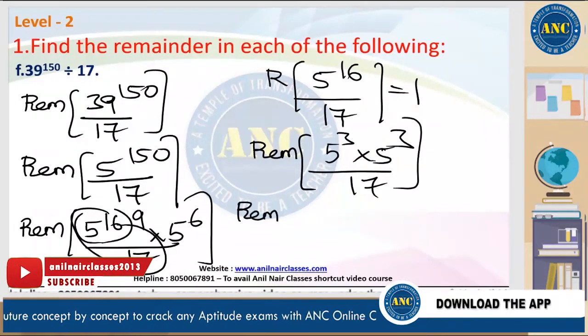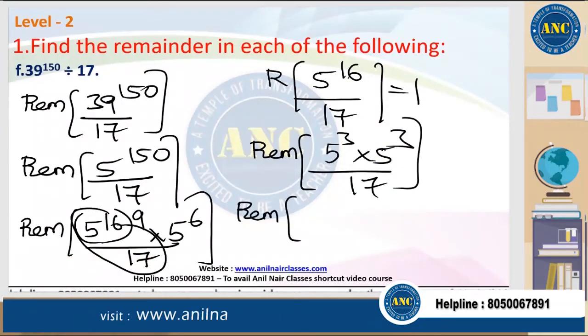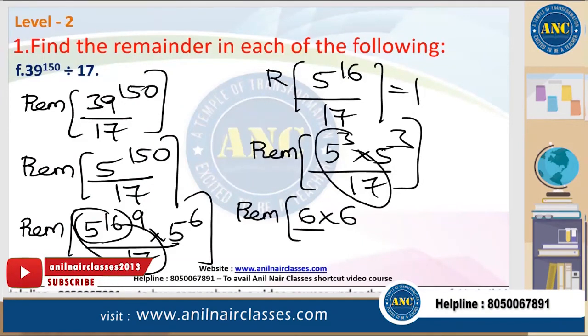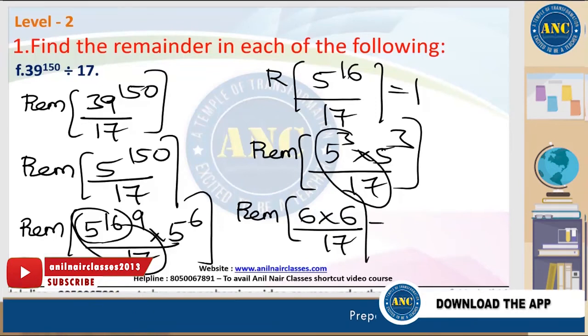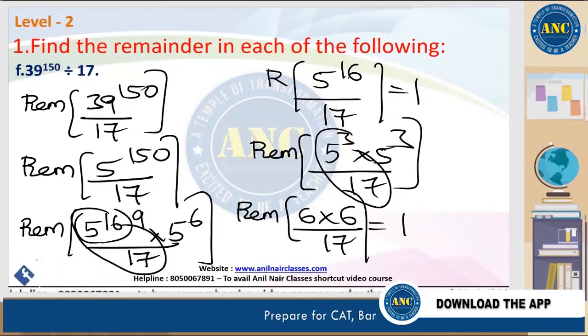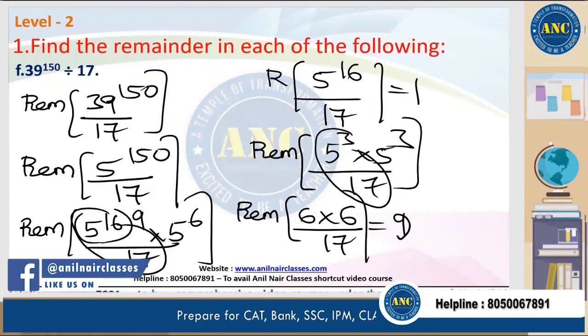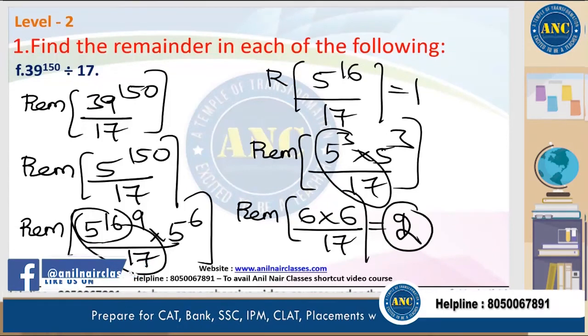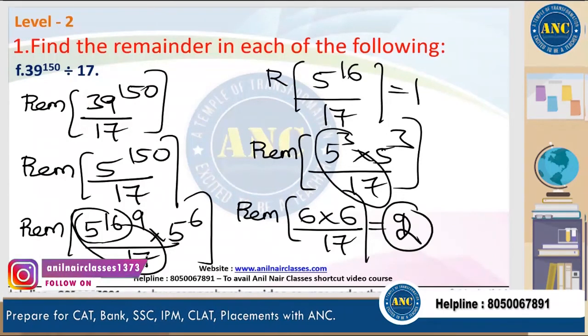5 cube is 125. 17 7s are 119. Remaining is 6. 6 into 6 is 36. 36 divided by 17, 17 2s are 34, remainder 2. I hope the idea is clear.